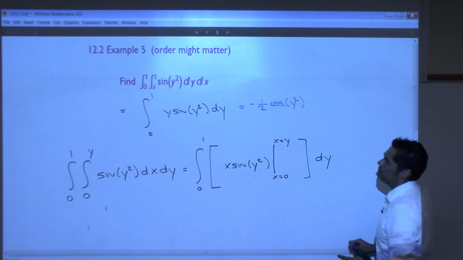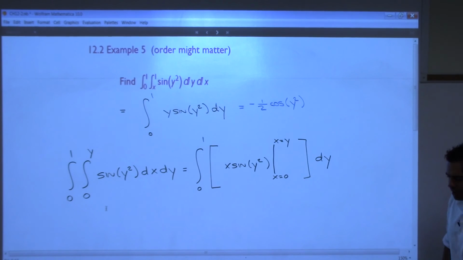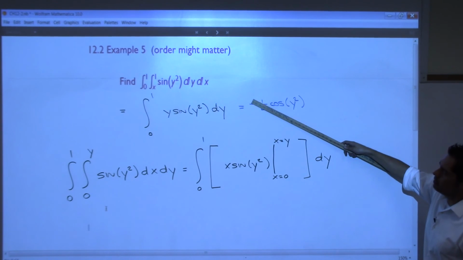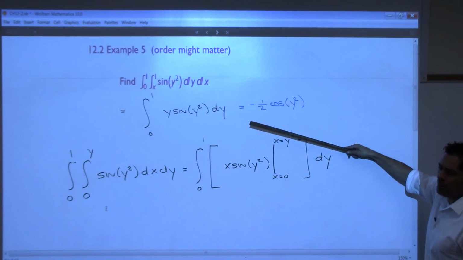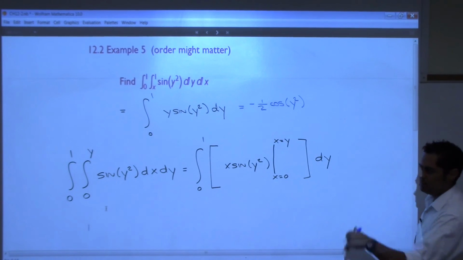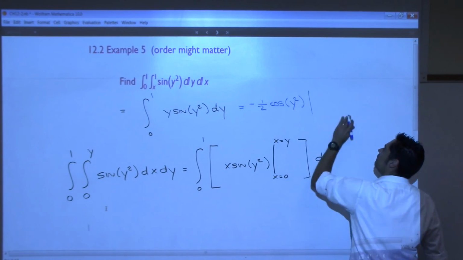That's your antiderivative. Shall we check it real quick to make sure it is? What's the antiderivative of cosine of something? Negative sine of that something, then times the derivative of what's inside. What's the derivative of what's inside? 2y. So what's 2y times negative 1/2? It should be y, and then there was a negative that popped out with the sine. So it works. Okay, you go do it on your own.